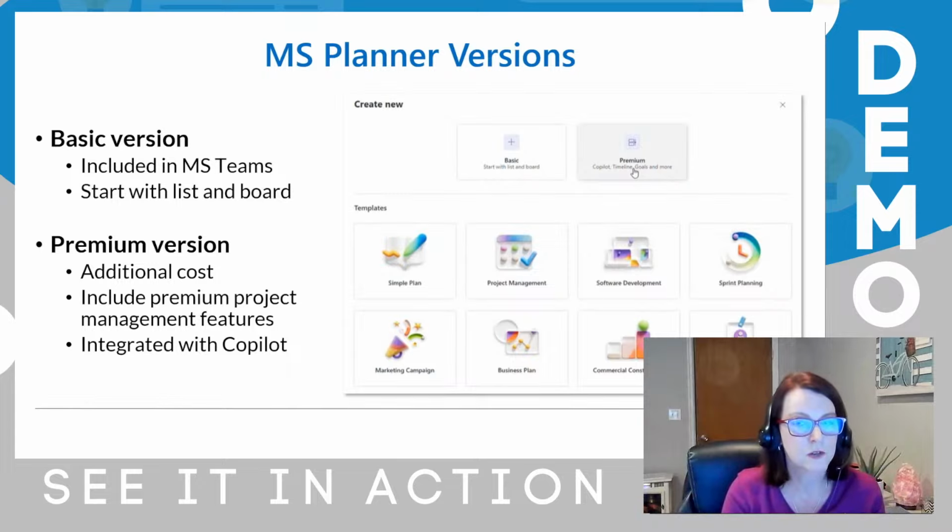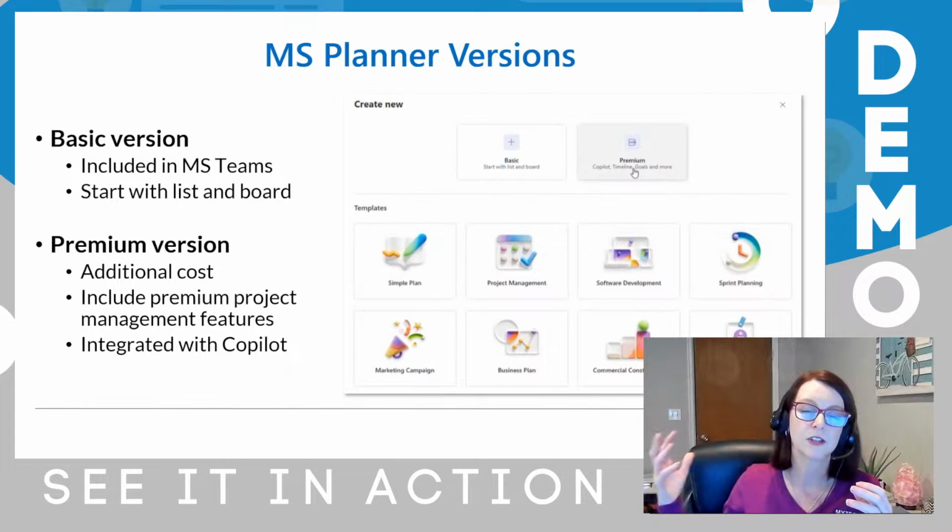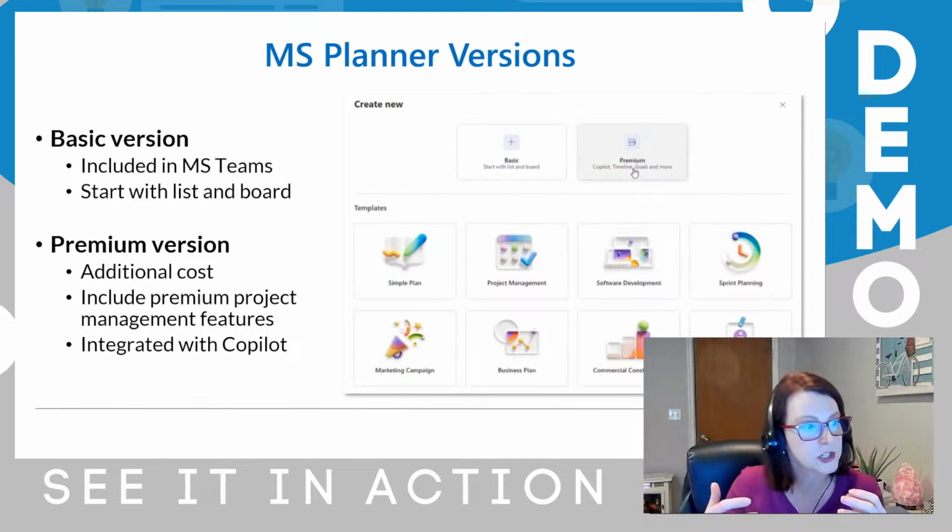The premium version, which really includes a lot more of the Microsoft Project management features, will have an additional cost attached to it, kind of like we have now with Teams and Teams Premium. As of yesterday, when I was checking, I don't have a definitive answer on what that cost will be. We'll probably find out soon enough. This will include some premium project management features that I'll highlight in a second, and it will be fully integrated with Copilot, which is obviously Microsoft's AI. So for those of you who do have Copilot for 365, you'll be fully able to use that with Planner as well in the premium version.